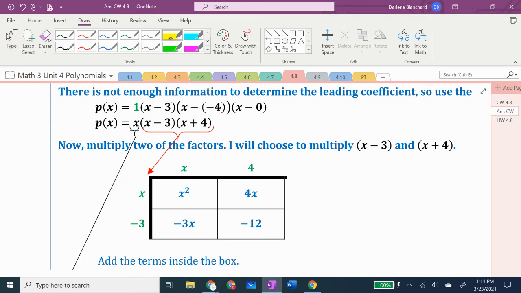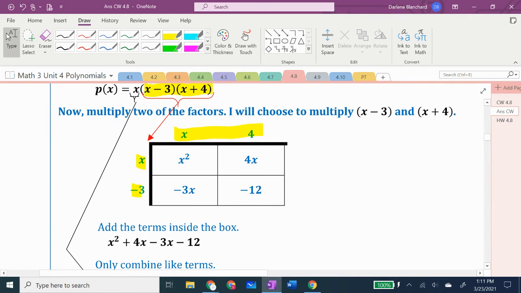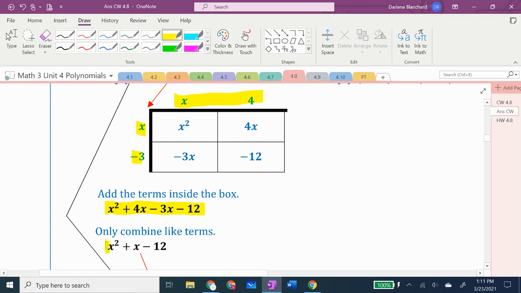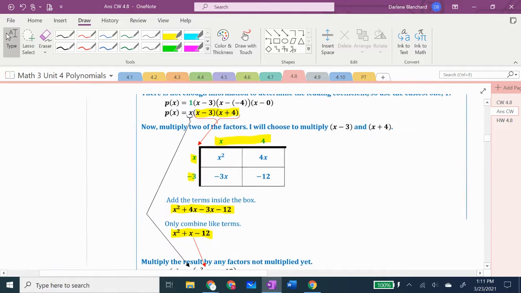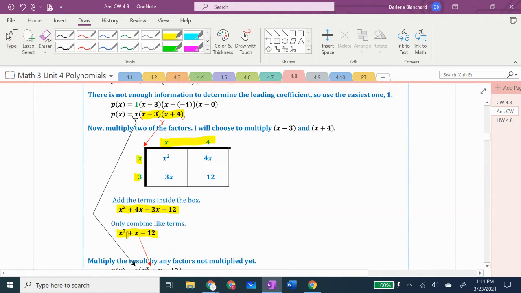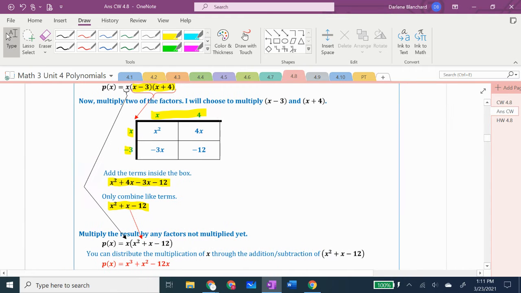So multiplying just the x minus 3 times x plus 4, the box multiplication gives us x squared plus x plus minus 12 when we combine all of those like terms. Now remember, that is coming from just x minus 3 times x plus 4.